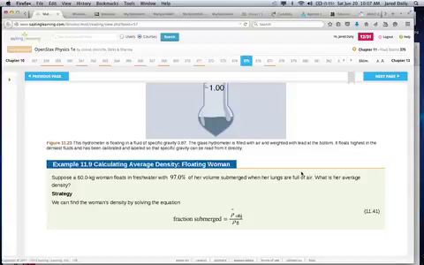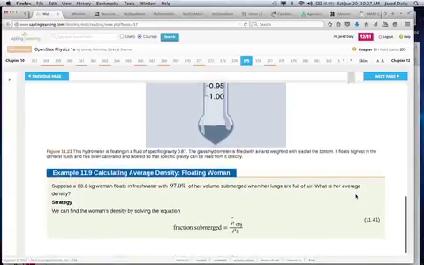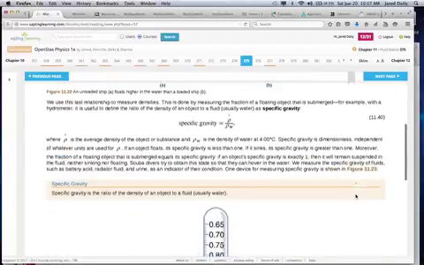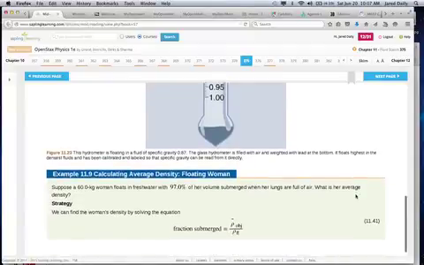So here I have a 60-kilogram woman. She floats in fresh water with 97% of her volume submerged. When her lungs are full of air, what's the average density of the woman? Well, of course, that's going to be related to this density ratio we just talked about, the specific gravity. So what's her average density?